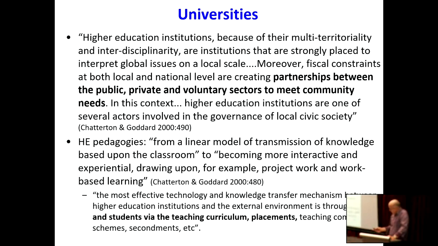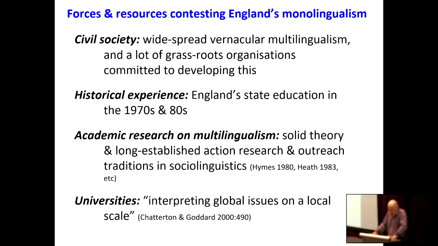So civil society, historical experience, academic sociolinguistics, and the engaged and impactful university are sources of opposition to English monolingualism. Of course, each of these is a complex field, and they don't all lead towards a unified endorsement of Stroud et al.'s conception of linguistic citizenship.